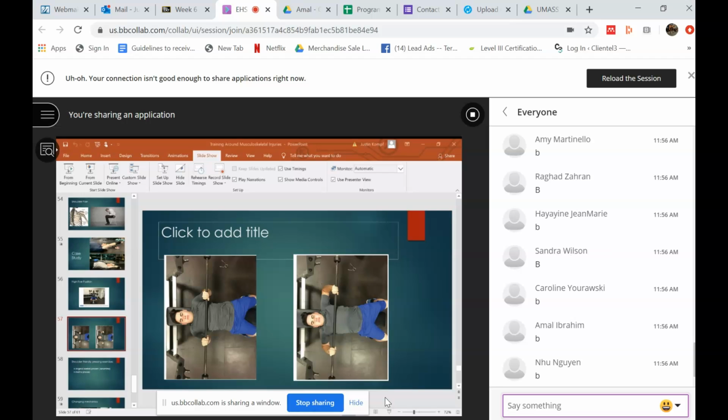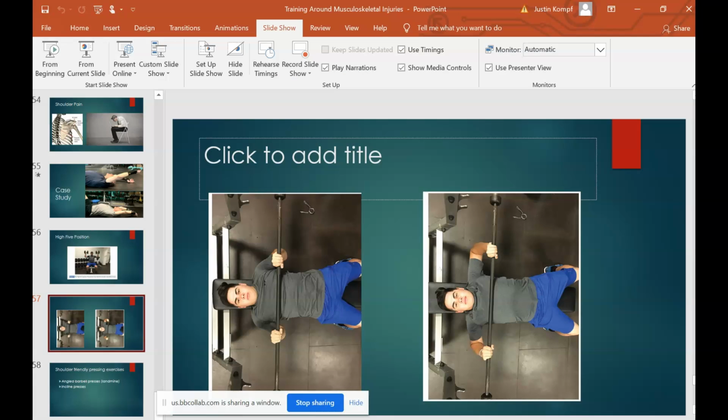Yeah, I agree with that. He's putting his shoulder in that, he's essentially putting his shoulder in that high five position. So it's in a compromised position that's going to put a lot more stress on the shoulder joint. So good work.